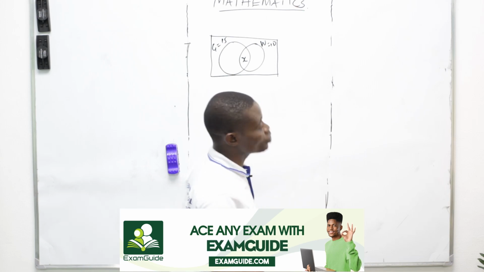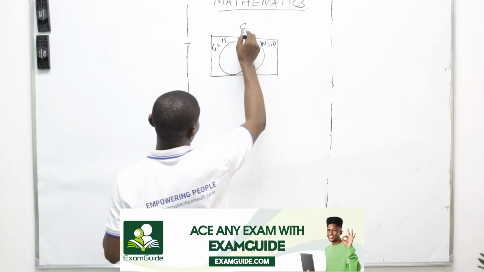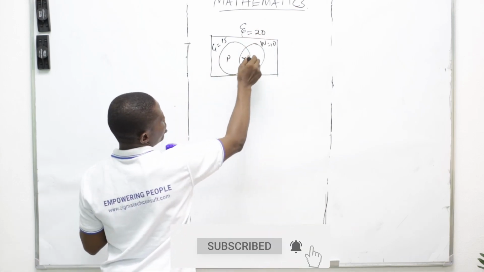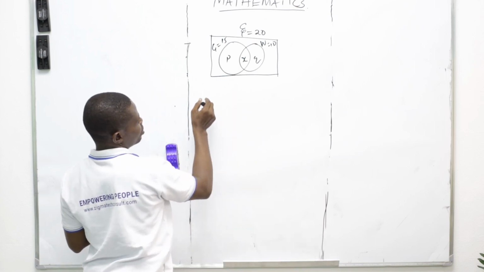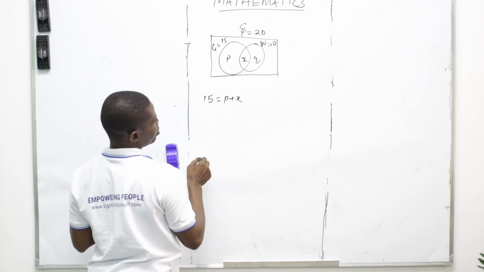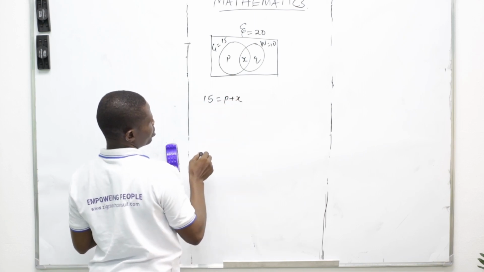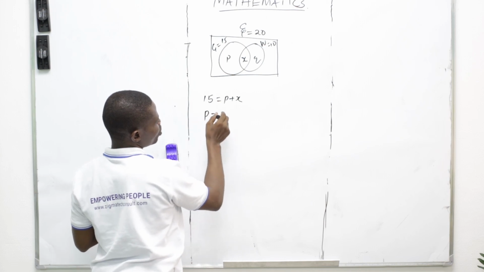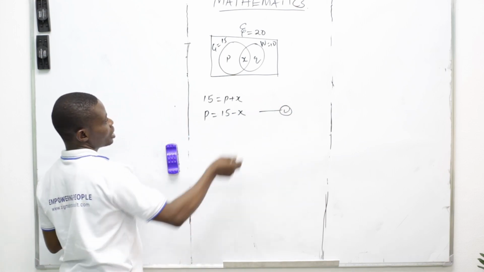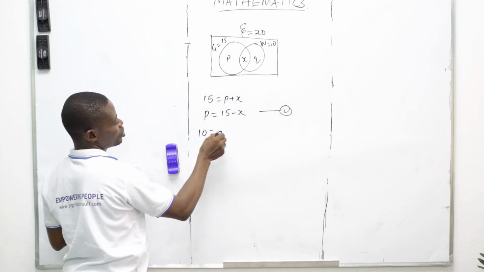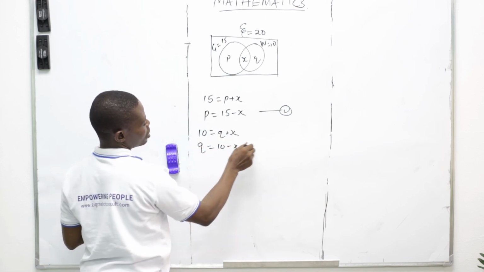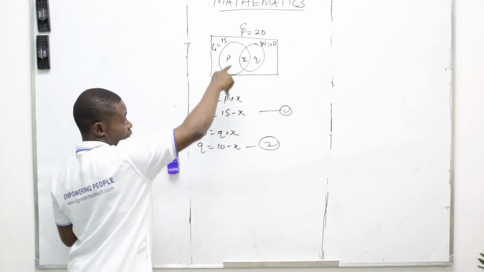Now how many are they? There are 20 women, meaning the universal set equals 20. Here now, we don't know here. Call it P, call here Q. I can say that 15 equals P plus X. So that my P will be equal to 15 minus X. If you like, you call it equation 1. Now for Q, 10 equals Q plus X. So that Q will give us 10 minus X, equation 2. That is here now. What are you seeing?